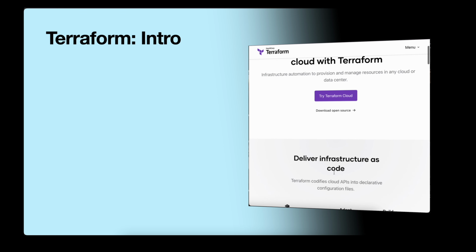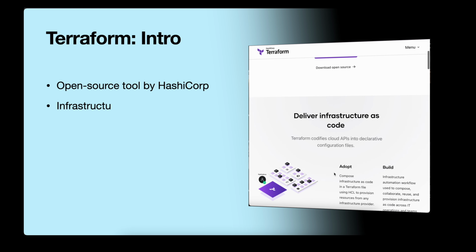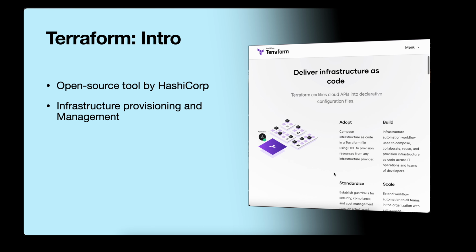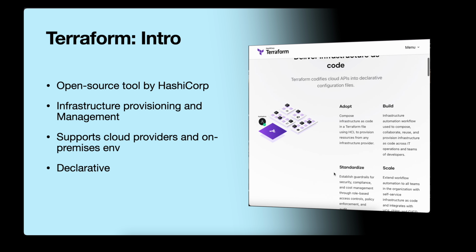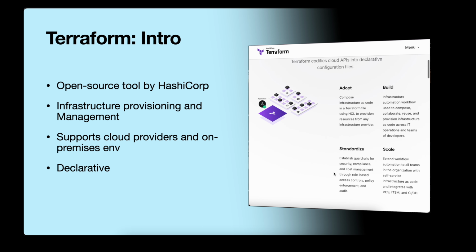Now, what is Terraform? Terraform is an open source tool created by HashiCorp. It helps in provisioning and management of infra. It plays a pivotal role in implementing IaC practices, allowing users to define, deploy, and manage infra resources across various cloud providers and on-premises environments. Code written in Terraform is declarative, which means you just write what is the end result that you want, and Terraform tries to reach that end result.